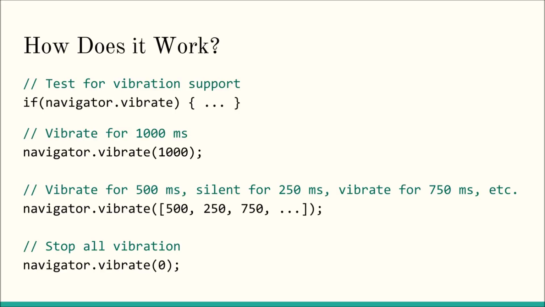So for example, let's say you're in a game, a user has crashed and you need to have some sort of force feedback for a few seconds, and they hit the pause button. You can do navigator.vibrate(0) to stop vibration from occurring. So let's jump into a demo here.